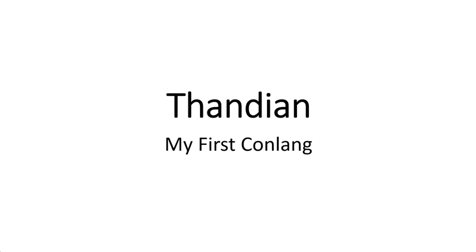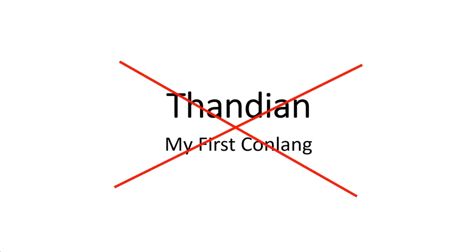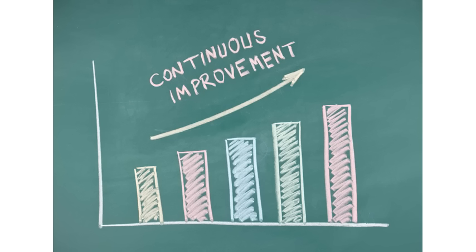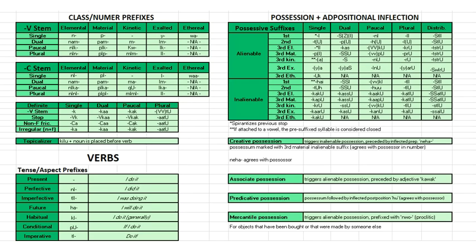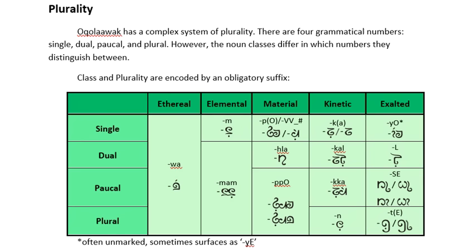Now that I've thoroughly embarrassed myself by showing you the first and worst conlang I've ever made, I think it's only appropriate for me to demonstrate that I have, in fact, improved since then. At least slightly. Today we're looking at Oqolaawak, a language I first began work on in 2015, and that went through 3 different iterations before I got it to a place I like.